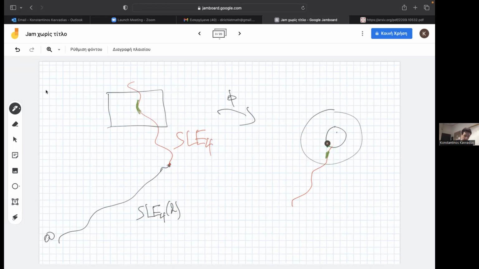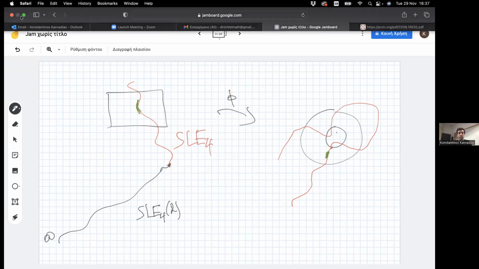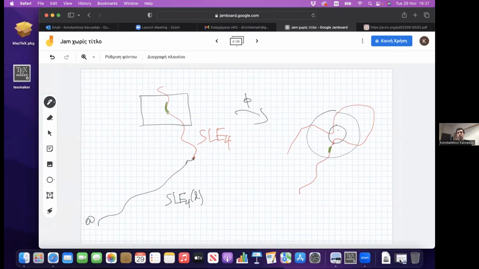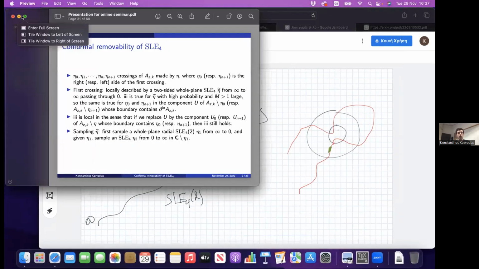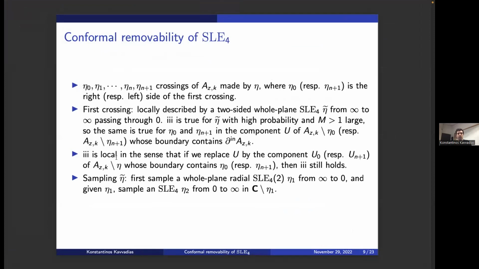But the point is, as I described earlier, because this condition is local, it is still true if I draw the rest of the curve. So in that case, it will still be true for these two domains here, possibly by taking this segment to be a bit smaller or much smaller, but it's fine for our purpose. So this is roughly how we treat the first crossing. How we prove that condition 3 can hold with arbitrarily high probability if we take M very large, and of course provided that we are working on the event that the SLE4 hits the inner boundary of the annulus.